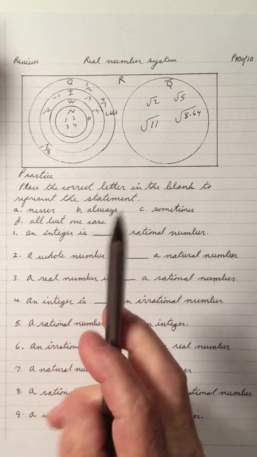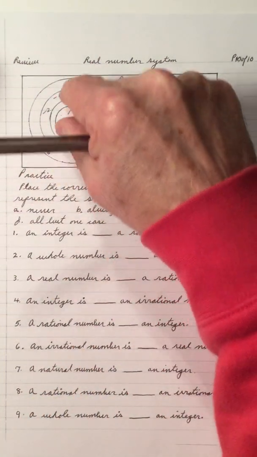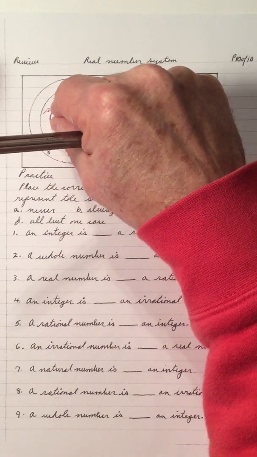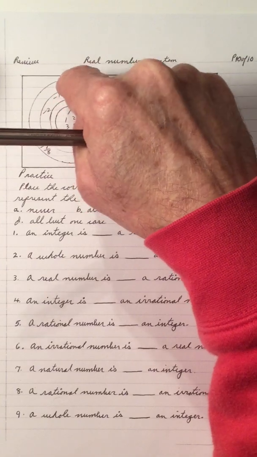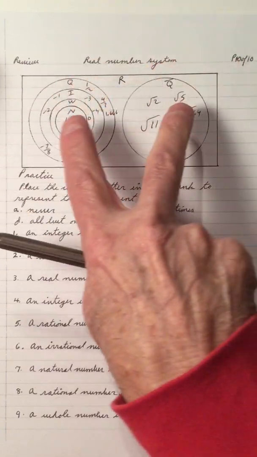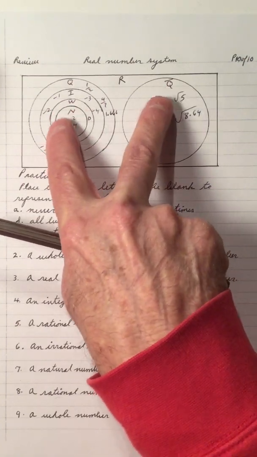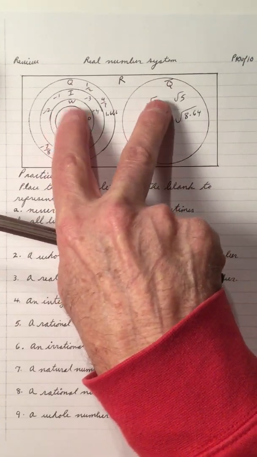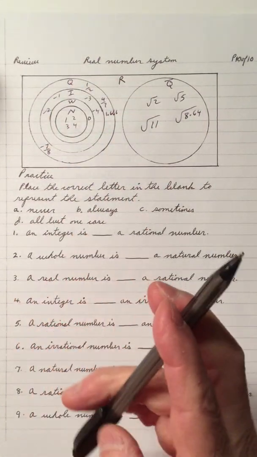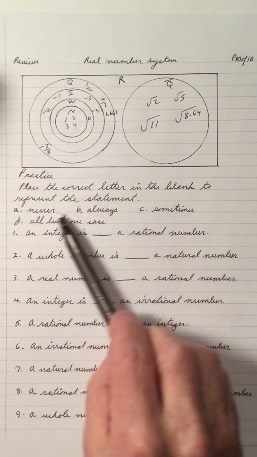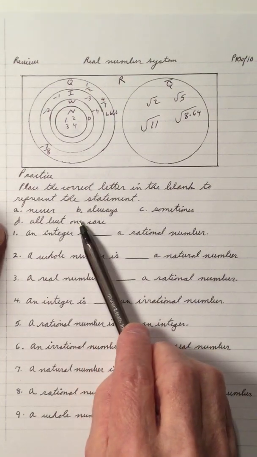Now let's have a bit of fun. Anything that's inside of the other one is a subset. So the natural numbers are a part of the whole numbers, etc., integers, rationals. But the irrationals and the rationals are two completely different circles. So they're never together. And the real numbers is all of them. So let's go through and have a bit of fun. Let's see if we can place the correct letter in here. Never, always, sometimes, all but one case.